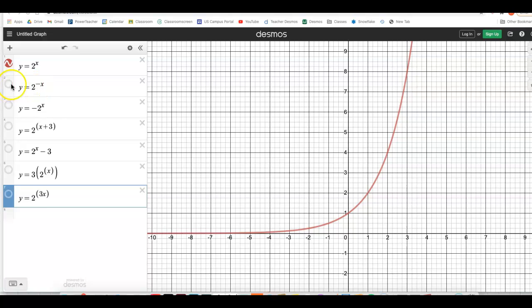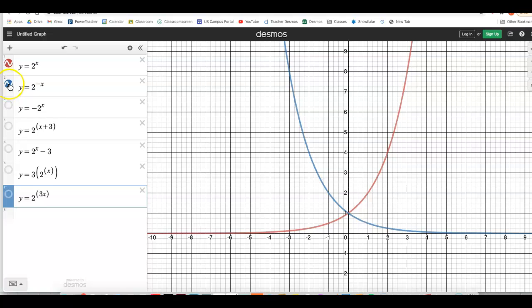So if you can remember what this does before, this turned my y equals 2^x into a reflection in the y-axis, or the line x equals 0. And that's exactly what happened when we put a minus in front of the x in a function.